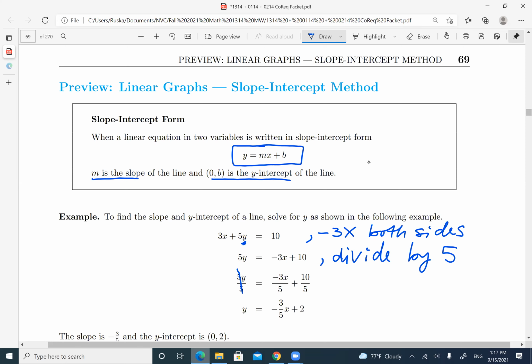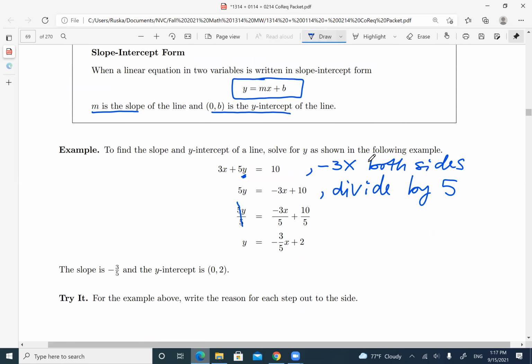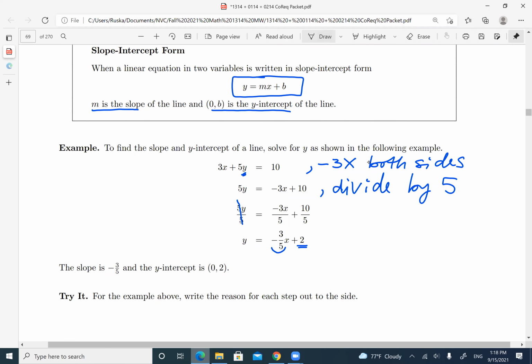So now looking at this equation, y equals negative 3/5 x plus 2, the number in front of x is the slope. So the number connected with x is the slope, and the y-intercept is (0, 2). That's the y-intercept. So that's how you find them. First you find the y-intercept and the slope, and after that I'm going to show you how to graph it. It's really easy to graph from there. So let's do that one more time.